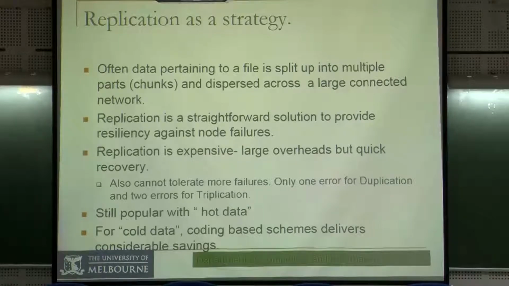So how it works in that case is that the data pertaining to a file is split up into multiple chunks and dispersed across a large connected network. With replication, every piece of data, wherever it is available, is also available at maybe another place in a duplication strategy. In a triplication strategy, it will be available in two other places.